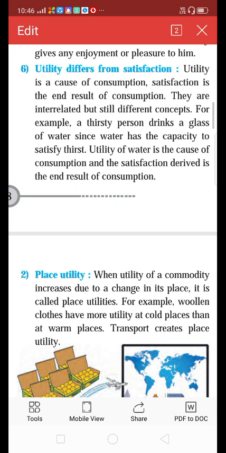In your textbook, the example is: suppose a thirsty person drinks a glass of water. Since water has the capacity to satisfy thirst, the utility of water is the cause of consumption and the satisfaction derived is the end result of consumption. Instead of water, I have given the example of food. One person is eating food, so he is getting utility. After the consumption of the entire food, he gets satisfaction. So this is the difference between utility and satisfaction.